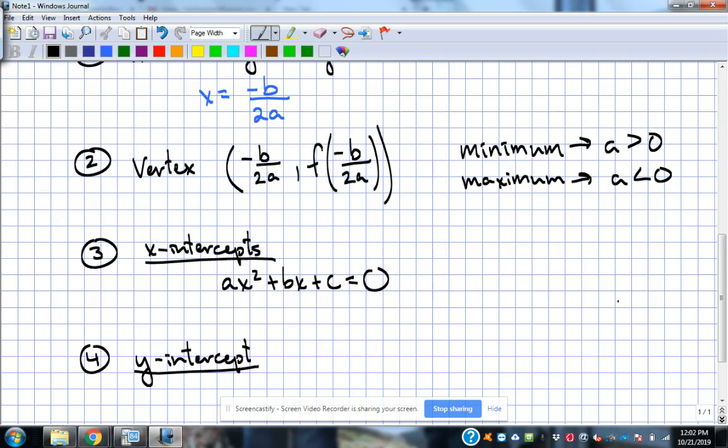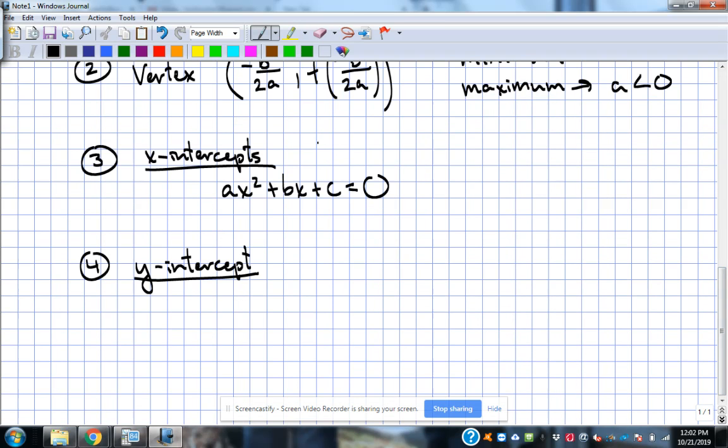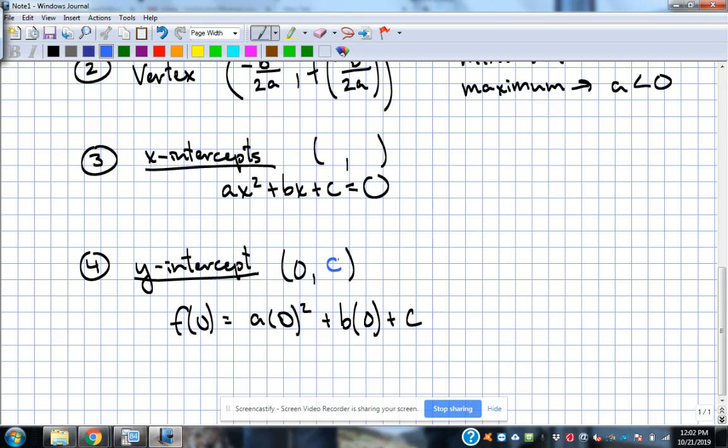Y-intercepts, if you're on the y-axis, what's your ordered pair look like? 0, something, right? So we're going to plug in a 0 for x. And if it's in standard form, and I plug a 0 in for x, what's the only thing that's left? C. So the shortcut is if it's in standard form, you automatically know the y-intercept is going to be C. So that's one of the shortcuts from standard form, is that you can get the y-intercept by just looking at the number that's on the end. It's automatically that number.